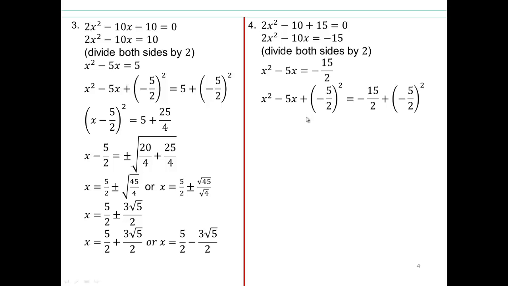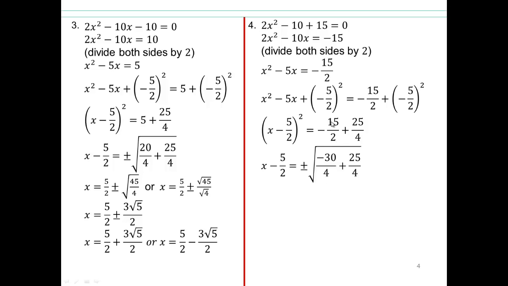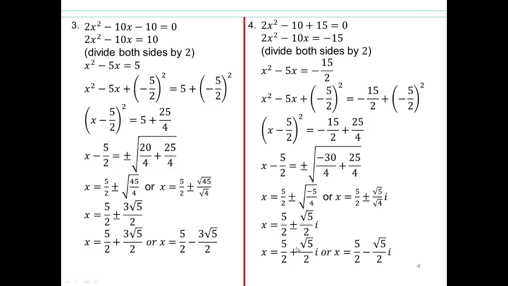Complete the squares. The left side is (x minus 5 halves) squared equals this. Make a common denominator of 4. Negative 30 plus 25 will give you negative 5. So you're going to have to separate it. So there's two answers: 5 halves plus square root 5 halves i, or 5 halves minus square root 5 halves i.